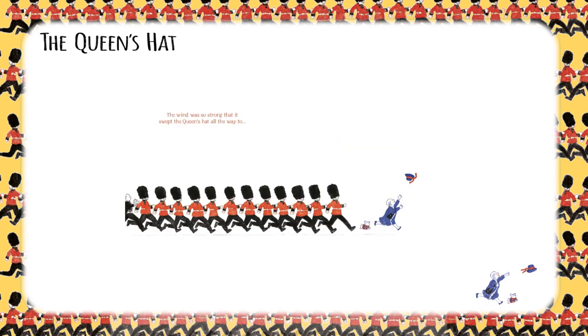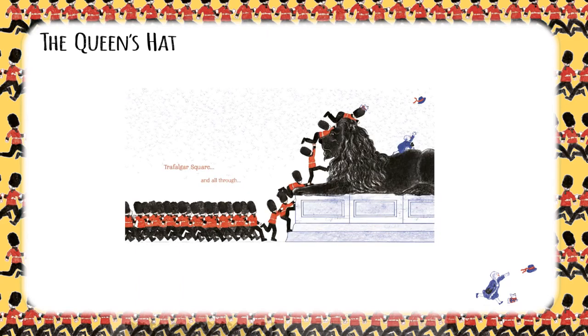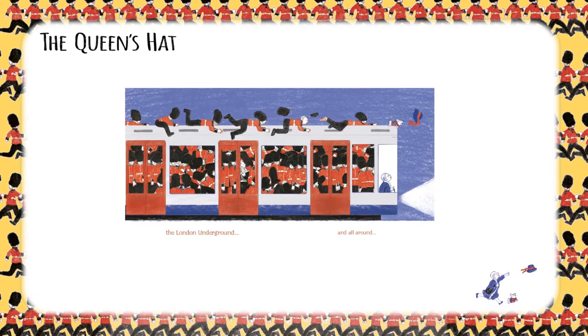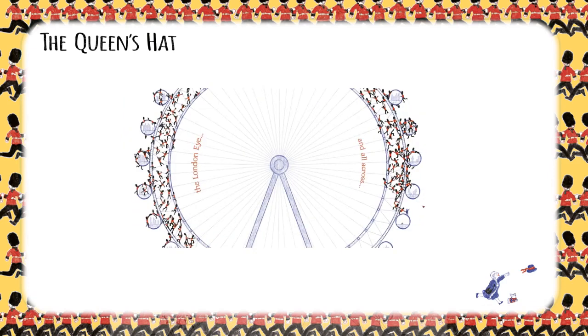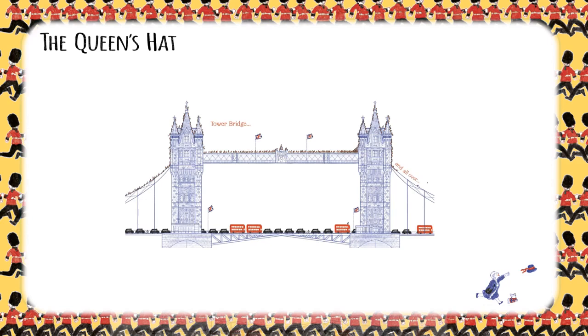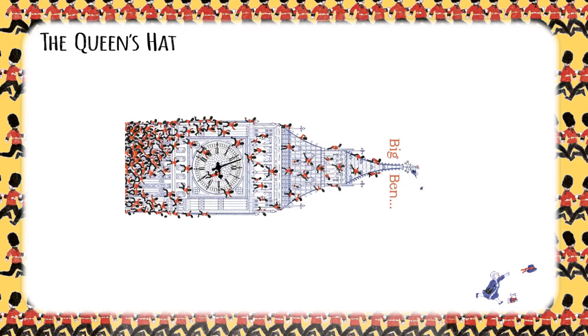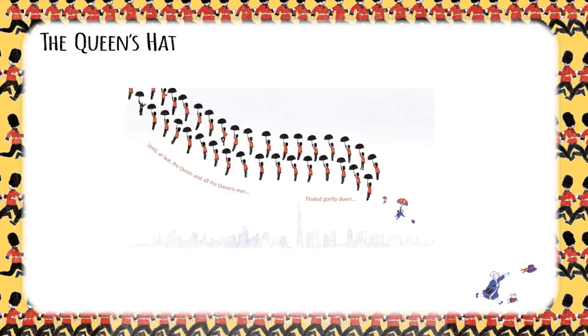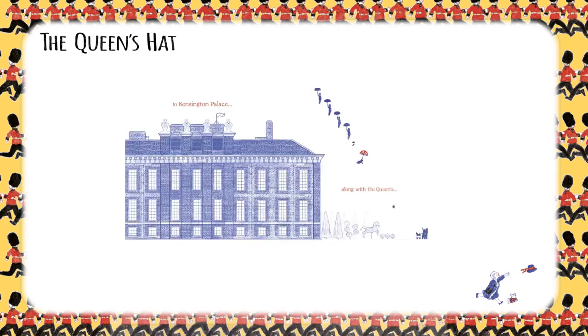The wind was so strong that it swept the Queen's hat all the way to Trafalgar Square, and all through London Zoo, and all along the London Underground, and all around the London Eye, and all across Tower Bridge, and all over Big Ben, where it sailed up further into the sky, swoosh, until at last the Queen and all the Queen's men floated gently down to Kensington Palace, along with the Queen's hat.